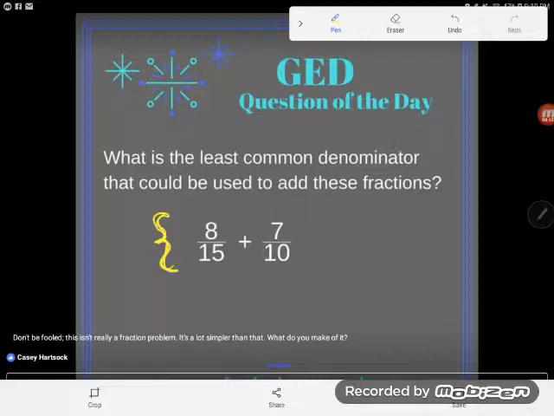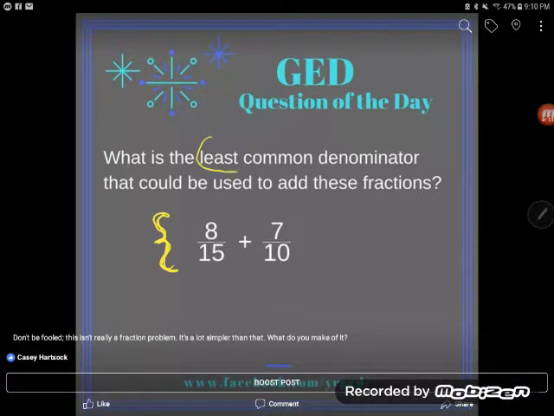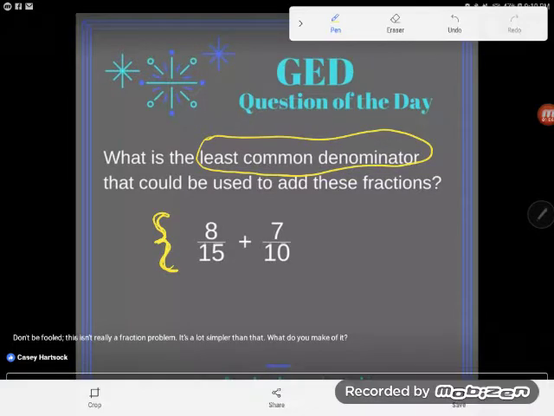Could you guys just do me a favor? Just read the directions before you panic, because even though it looks like it, this is not really a fraction problem. Let's take a look at the directions. It says, what is the least common denominator that could be used to add these fractions? So you're not going to add the fractions.